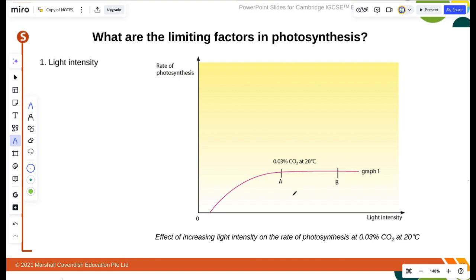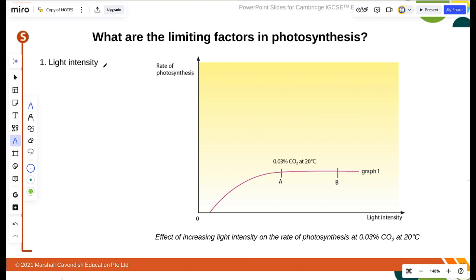Remember, we say the amount of available light, which is dependent on temperature, determines how much of this product can be made. Now, here we're looking at a graphical sketch of the rate of photosynthesis on the vertical axis plotted against light intensity, because here we are considering light intensity as our number one factor.